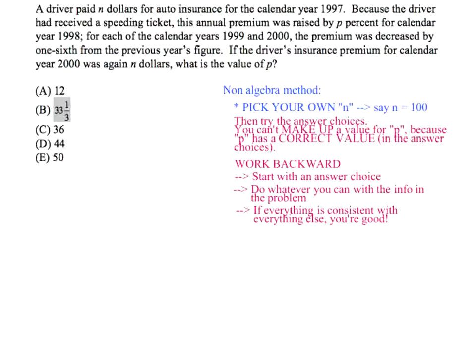So, all right, let's say n is 100. So then 1997 is $100. I wish I only paid $100 a year for auto insurance. That would be pretty nice.